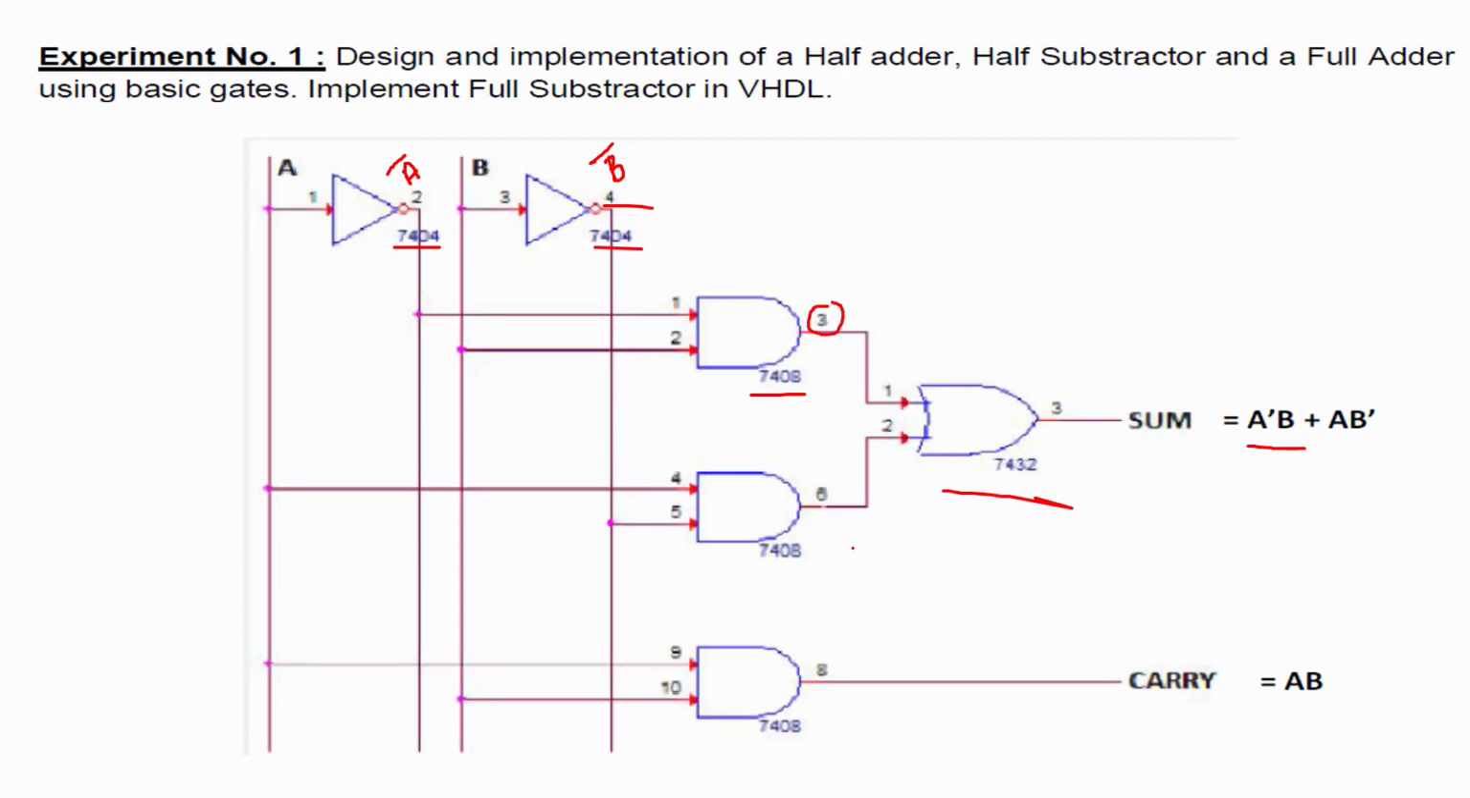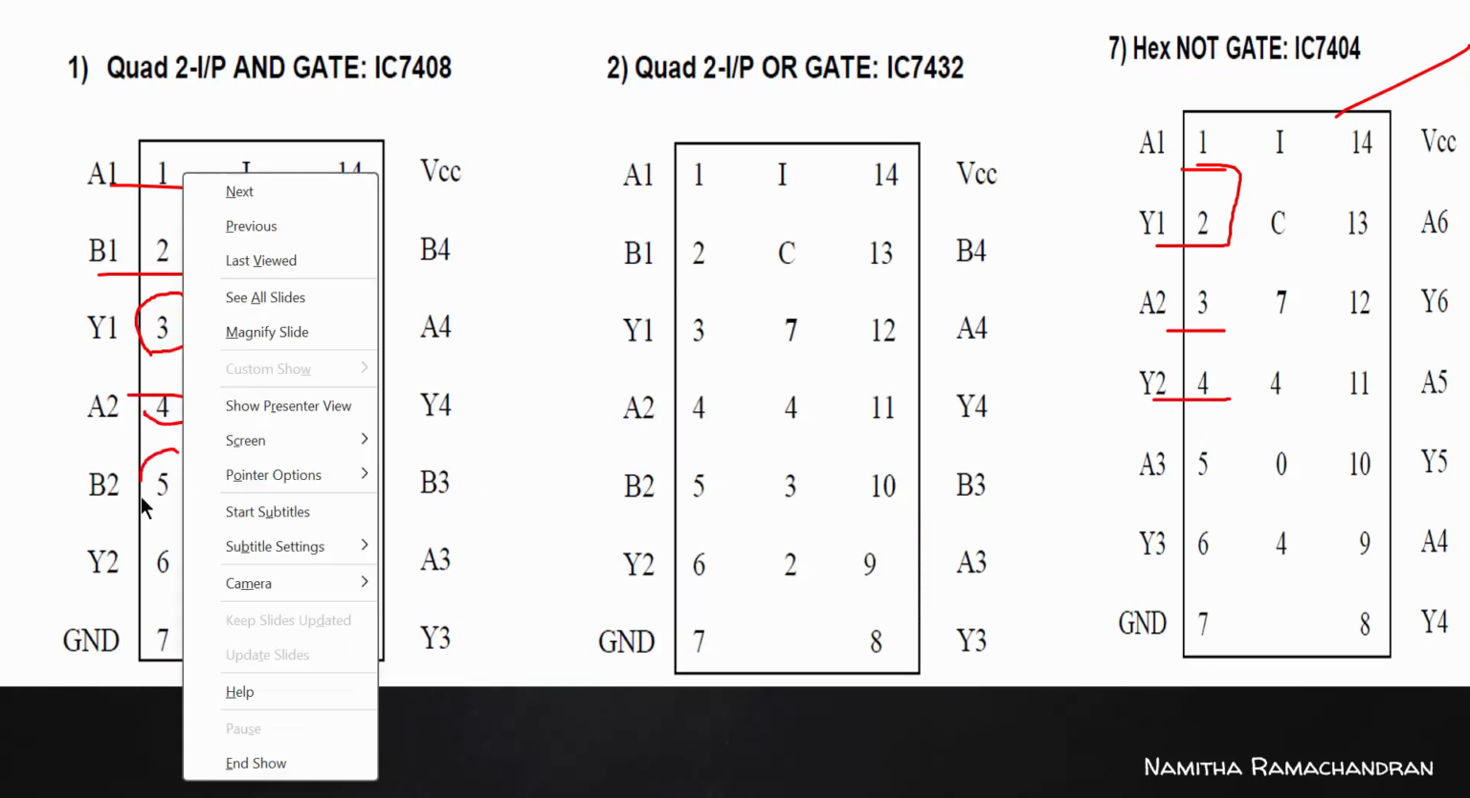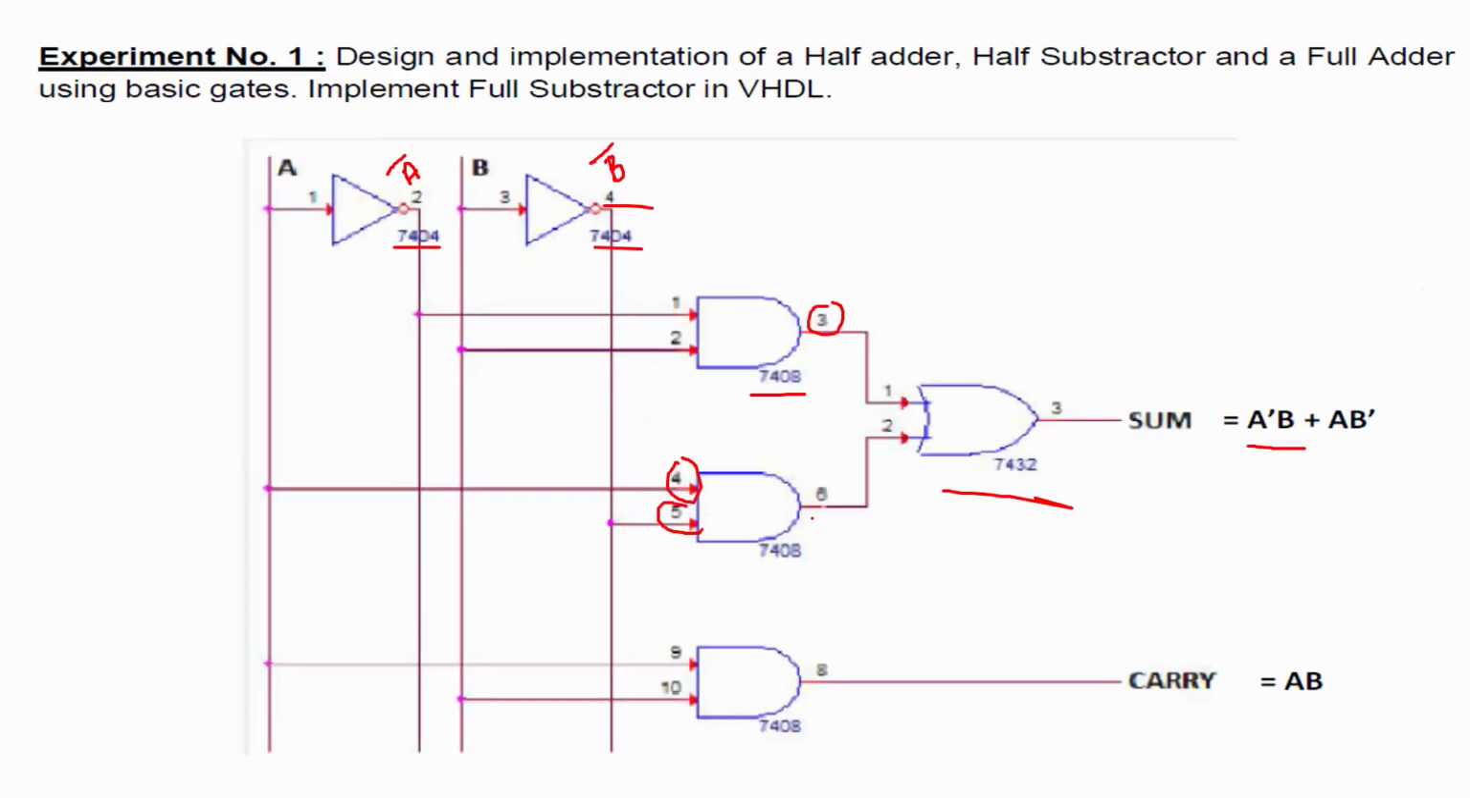Next, here it will be A B bar. So take the A and connect with the 4th pin of the AND IC, and this B bar is connected as the 5th input of our 7408 IC. This one. Corresponding to this input, 6th is the output. Okay. So mark this as the 6th one.